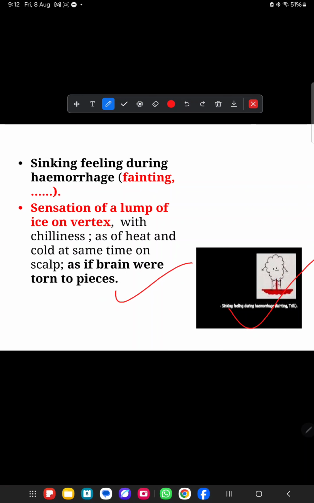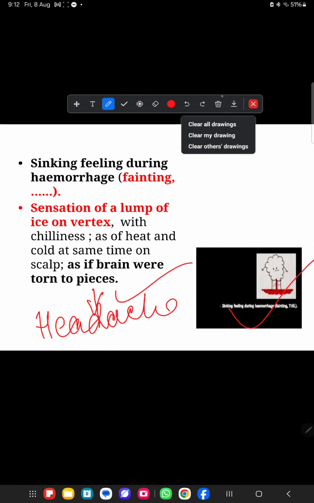Can anyone tell in which medicine this is mentioned? Especially in case of a headache. Can anyone tell? Headache, especially in the morning and commencing in the morning, while ironing, the patient says that it will break into pieces. Yes, Bryonia is the medicine. Very good.